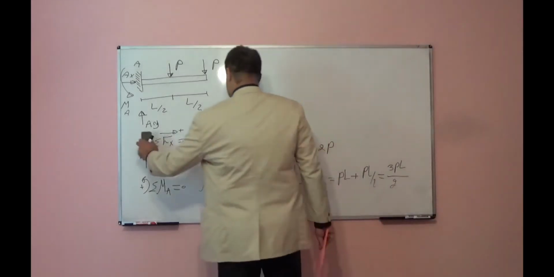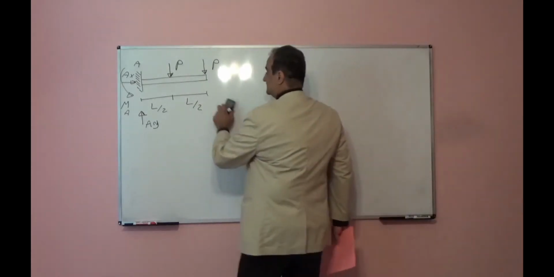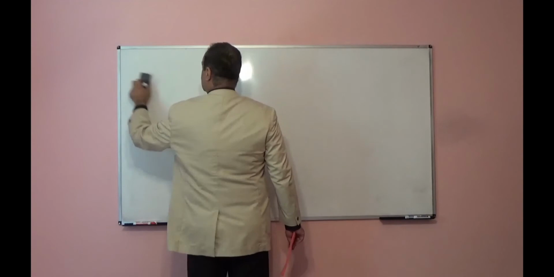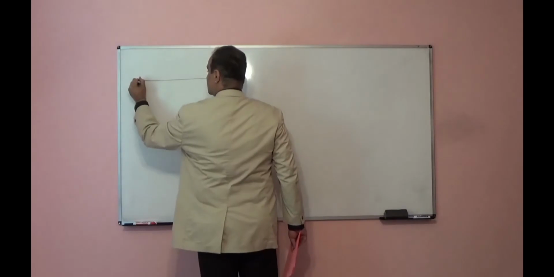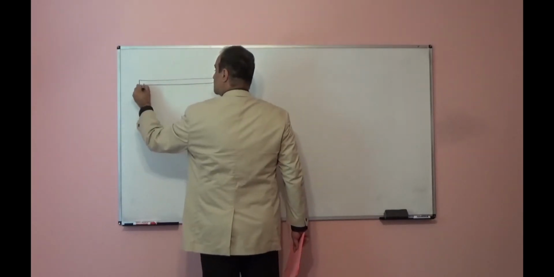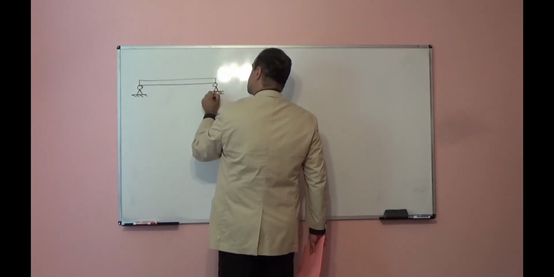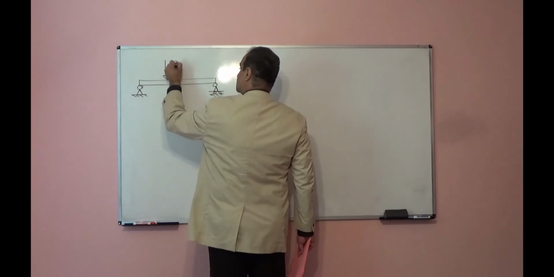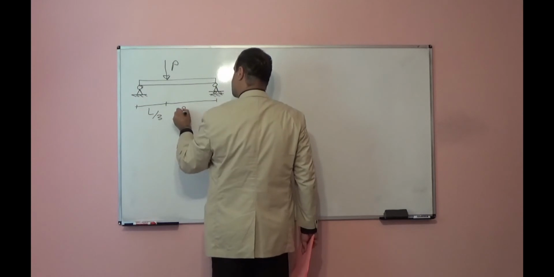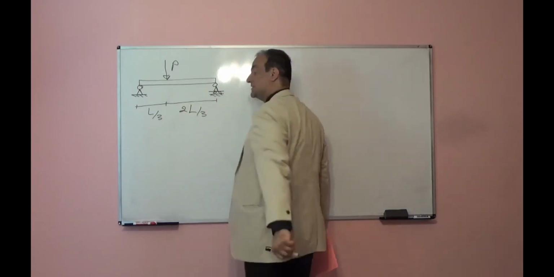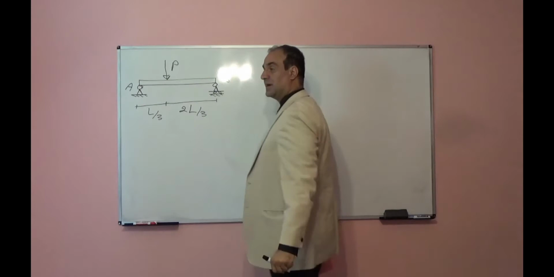Let's look at the next example. Assume we have simply supported beam. Simply supported beam, it means one support, it is hinge or pin support, another support, it is roller, subjected to one concentrated load, and the location of this concentrated load, from this side it is L over 3, and from the right side it is 2L over 3. So point A, point B, I want to find reactions.